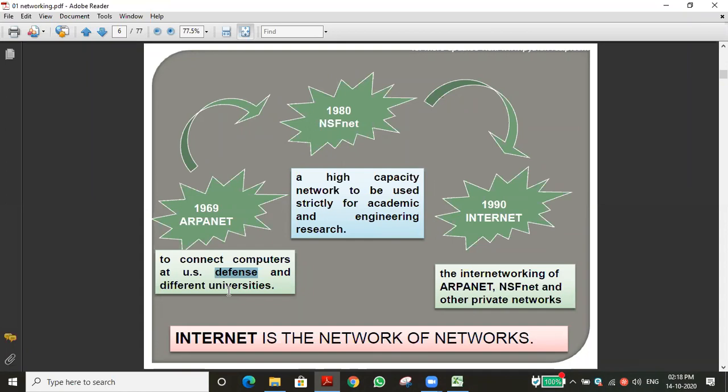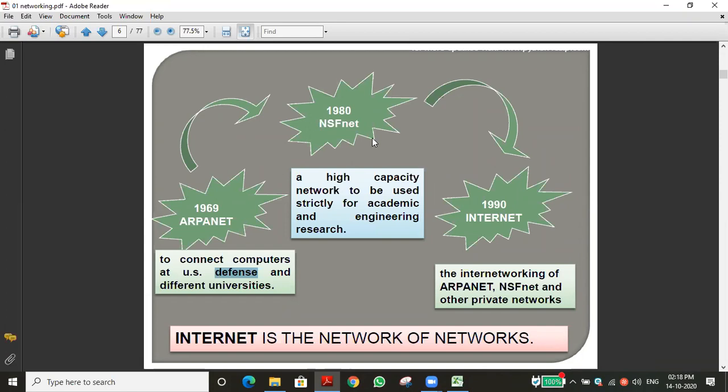That is the government officials, they have created in 1986 the NSFnet. Can you say the full form for NSF? National Science Foundation. National Science Foundation, yes.